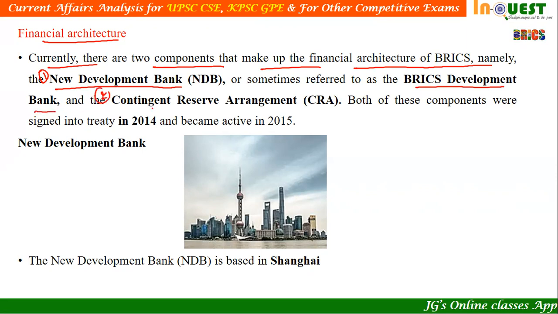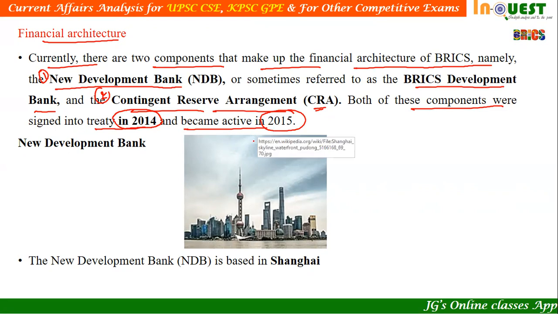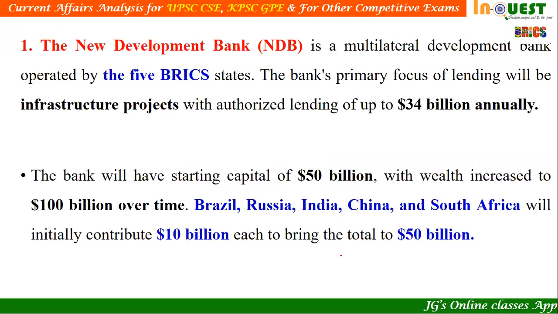And number 2 is Contingent Reserve Arrangement. In short, it is called CRA. Both of these components were signed into treaty in the year 2014 and became active in the year 2015. And New Development Bank is located in Shanghai.